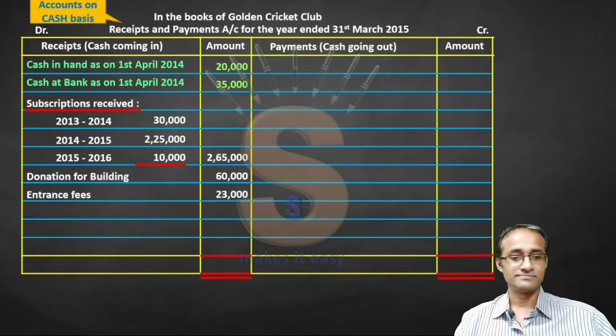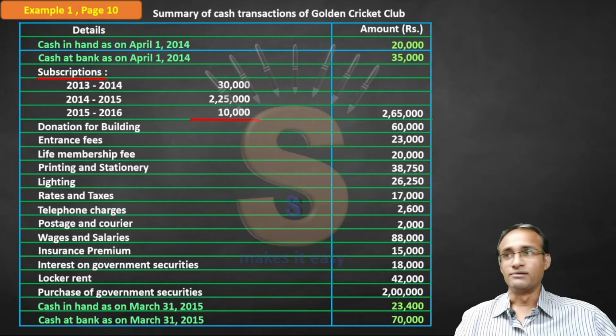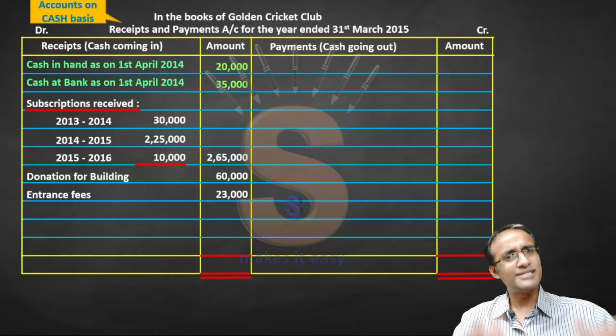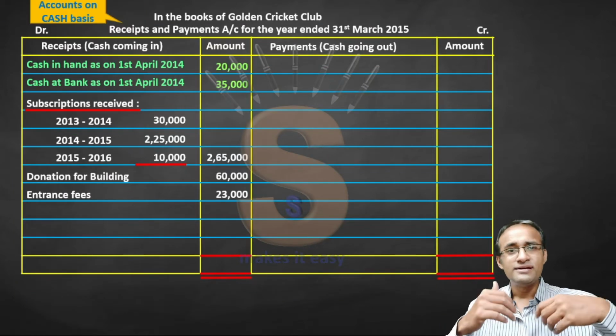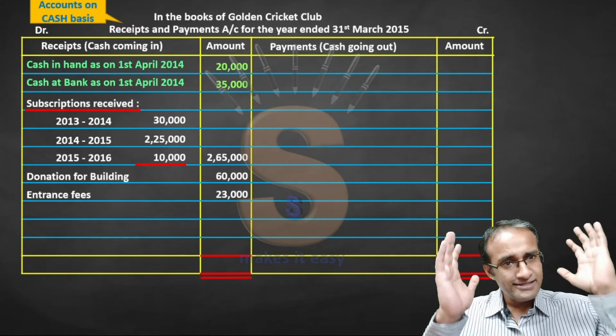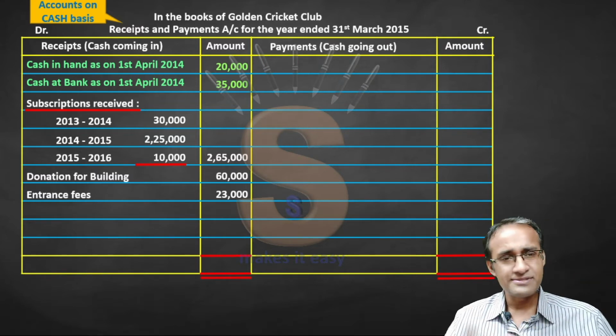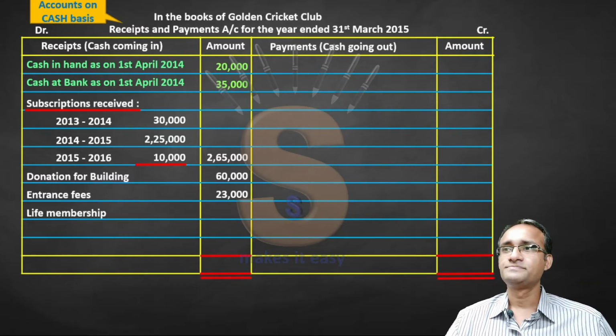23,000. Then comes life membership fees. कुछ लोगों के पास पैसे ज्यादा होते हैं, उनको हर जनवरी, फरवरी, मार्च पैसे नहीं देने हैं, वो एक साथ में ही दे देते हैं. ओके, तो उसको कहते हैं लाइफ मेंबरशिप फीस. रिसिप्ट, पैसे आ रहे हैं. So on the receipt side 20,000.